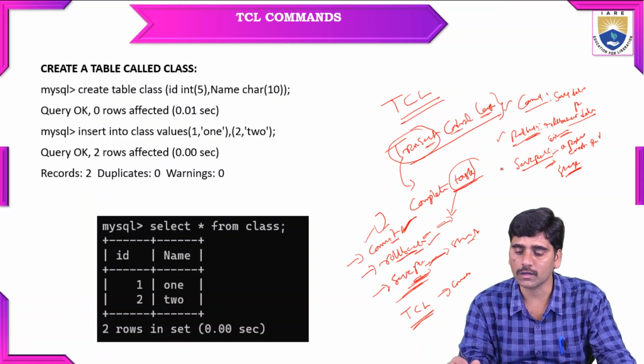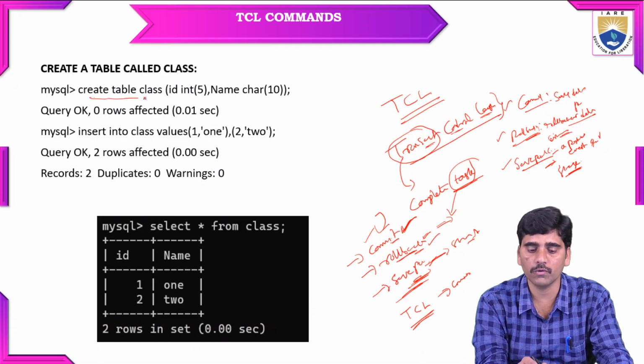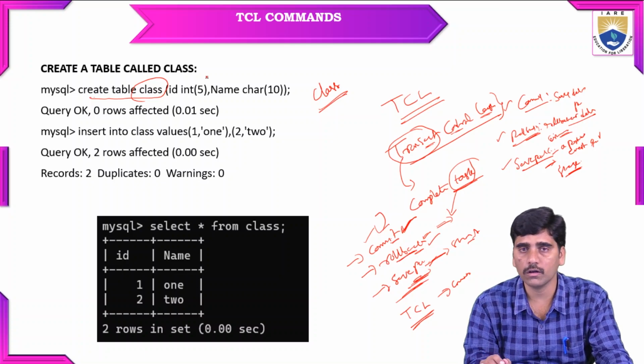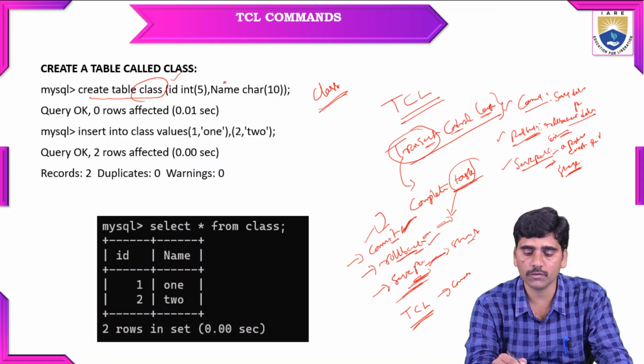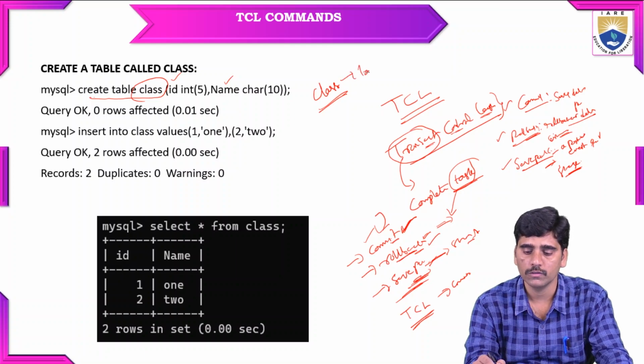To perform all these commands, what do we need to do? Definitely we need to create a table. So now I am taking an example. Create table class. The table name is class. I am creating a table called class with two columns. One is ID and the second one is name. So ID and name are two columns in the class table. We can call them columns or attributes.